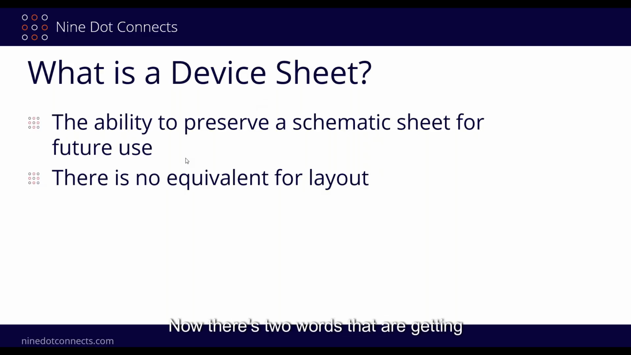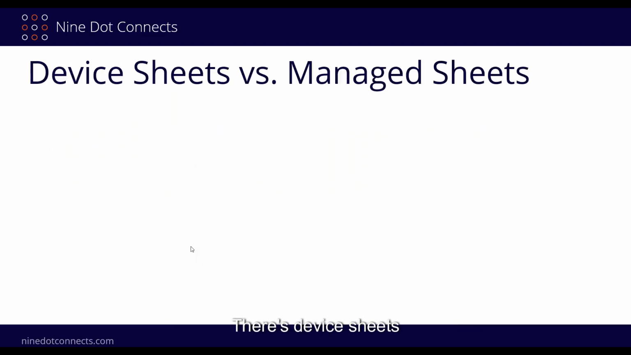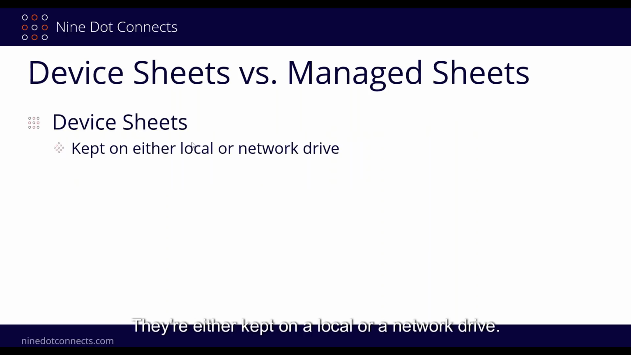Now, there's two terms that are getting thrown around rather loosely, but they're actually very different, and the way you handle them is very different in Altium Designer. There's device sheets, and then there are managed sheets. Okay, device sheets, let's talk about those first. They're either kept on a local or a network drive. If you're trying to put these into your 365, they are known as managed sheets. They are handled differently. Okay, so device sheets are the local network drive.